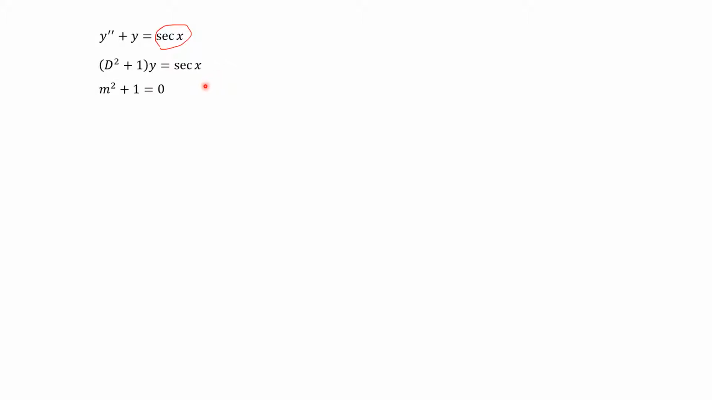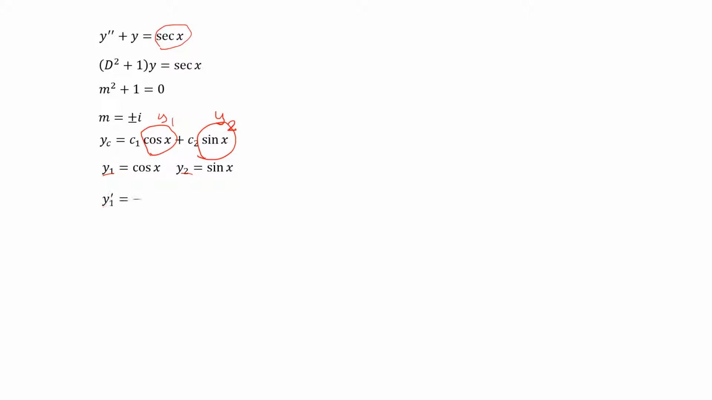Solve the equivalent auxiliary equation. Replace D by m, so you have m squared plus 1 equals 0. The roots are m equals plus or minus i. And our complementary solution is c1 cosine x plus c2 sine x. Now observe that this will be your y1, and this will be your y2. So y1 is cosine x and y2 is sine x. It will not matter whichever comes first here.